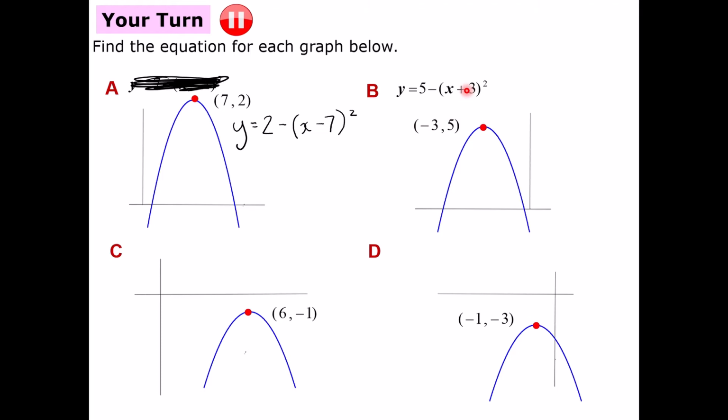And on to C. So our A is 6, so we're going to change the sign to be -6. We're going to keep B the same. Again, we've got a maximum turning point, which means we need to have negative in front of our bracket. So we will have y equals -1 subtract x minus 6 all squared. And the last one, A is -1, so we're going to change that to a +1, and we're going to keep -3 the same. It's a maximum turning point, so we need negative in front of our bracket. So we should have y equals -3 subtract x plus 1 all squared. Again, excellent work if you got all of those correct.